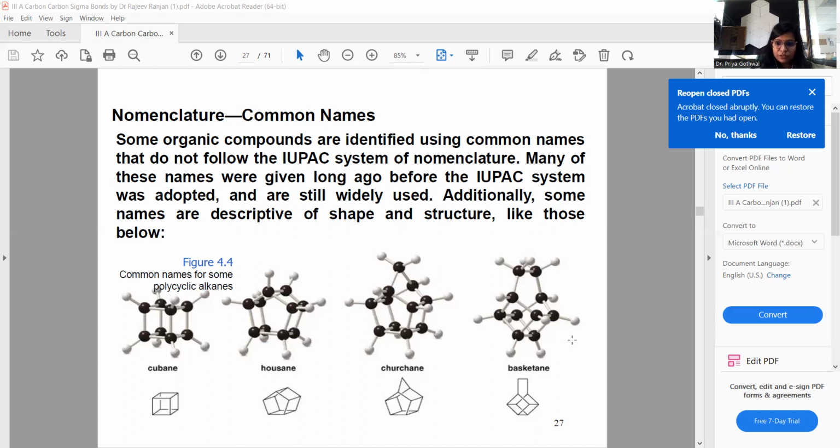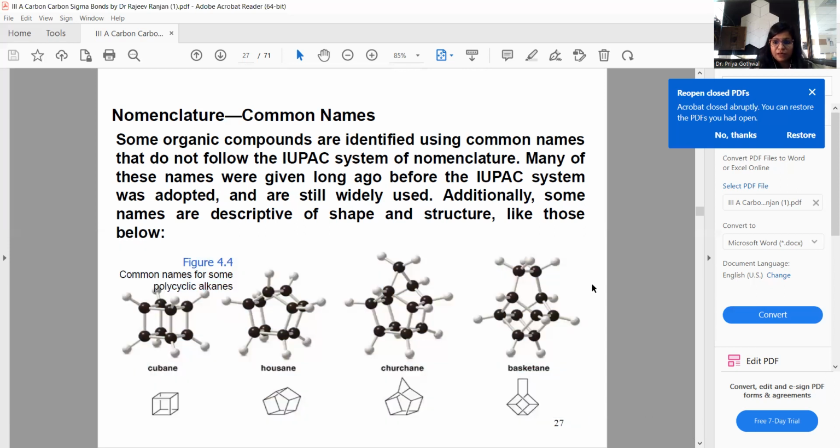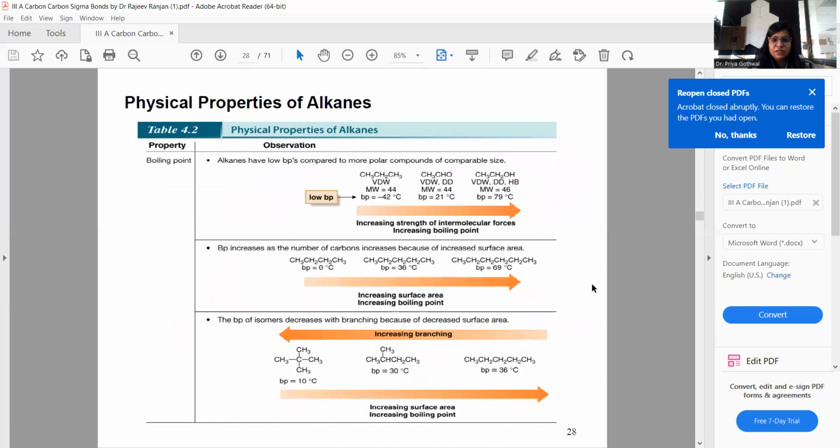So these names are based on the look and shape of the structures. The descriptive name shows an alkane which looks like other objects. Cubane is known as the structure that looks like a cube.